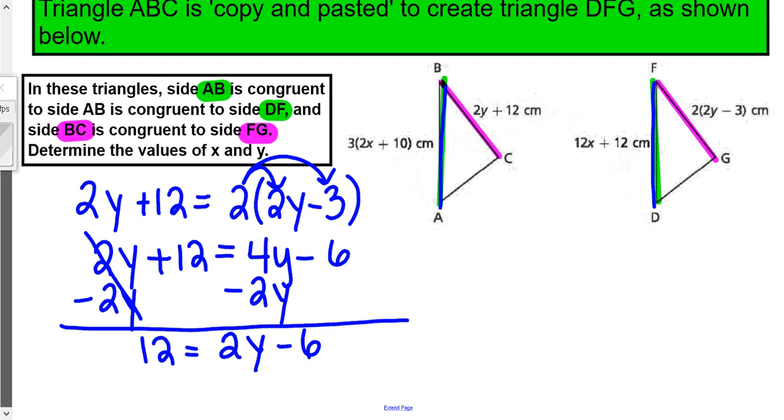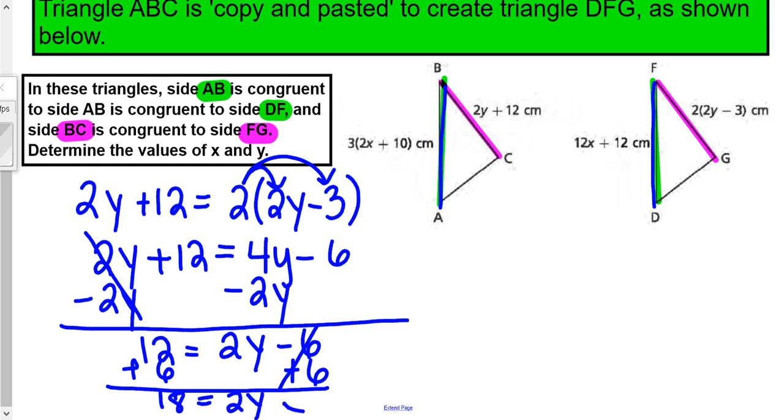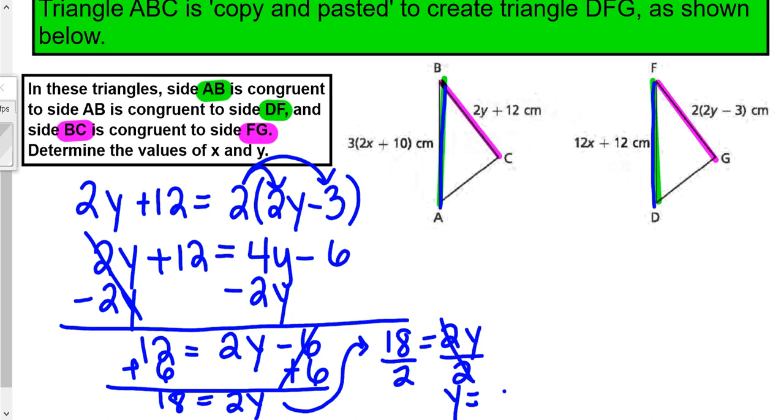If I look to the right of the equal sign, I see 2y minus 6. We want to get that variable by itself. So I'm going to use inverse operations to add 6 to both sides. This will cancel out, and I'm going to be left with 18 equals 2y. Just going to slide this up right here because we're running out of room. And we have 18 equals 2 times y. So we're going to divide both sides by 2 in order to isolate that variable. And we are left with y equals 9.